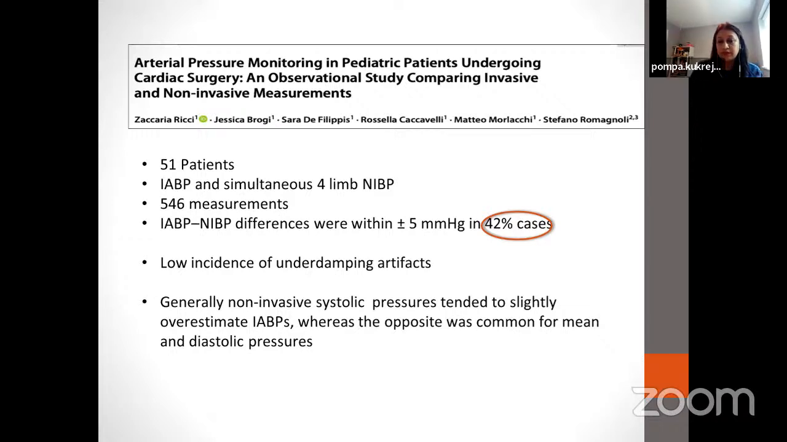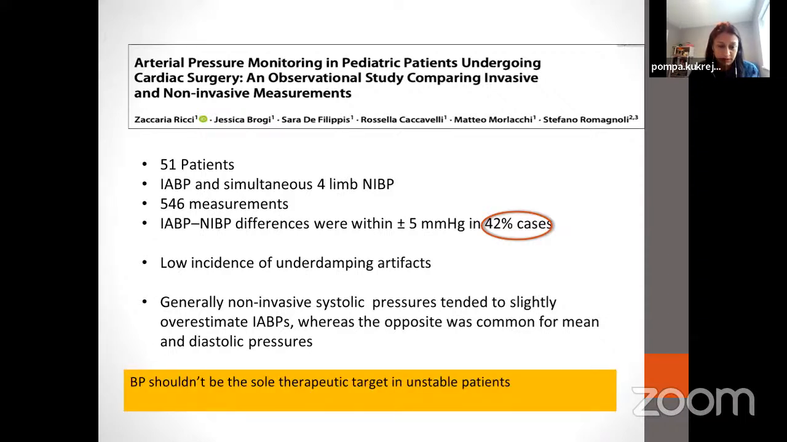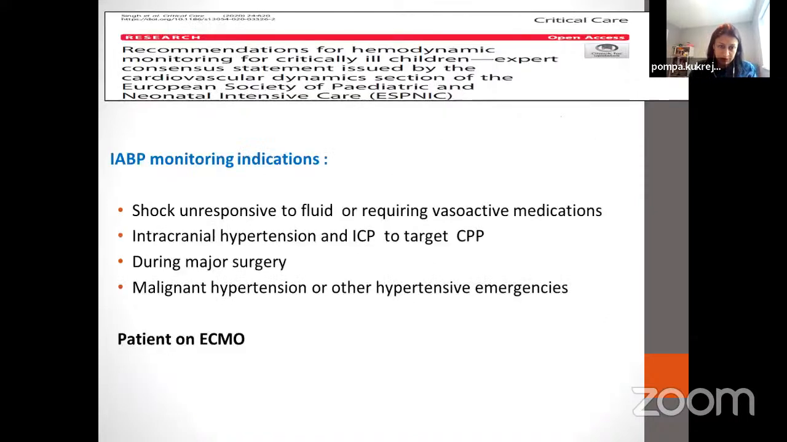So if there is a doubt whether your tracing is damped or underdamped, where you're concerned about artifacts, I think it is important that we compare both variables, and that is what I normally do in clinical practice. But our decisions should not be based on just an isolated blood pressure measurement. We should take the whole context into picture and integrate all the variables that we have in front of us. As I said, BP should not be the sole therapeutic target in unstable patients.